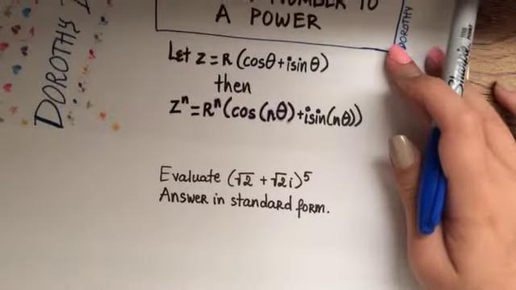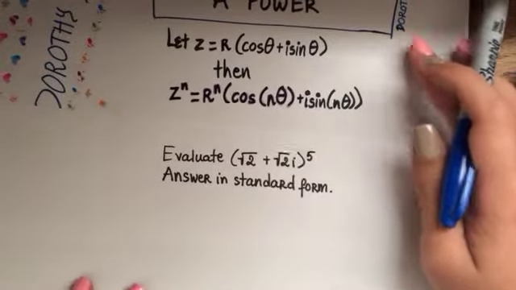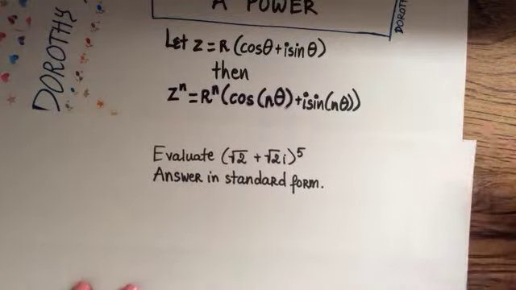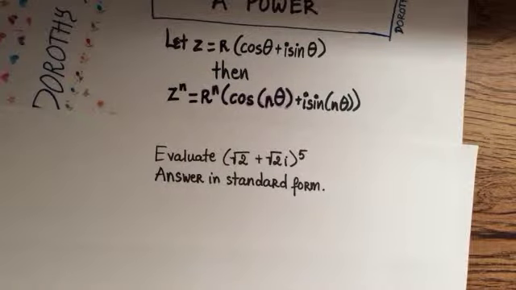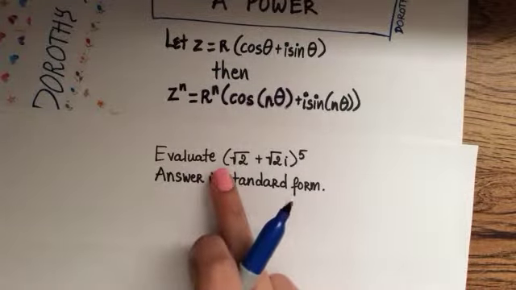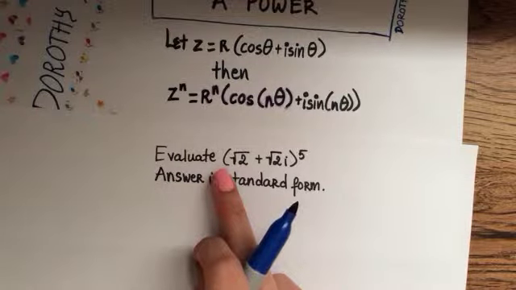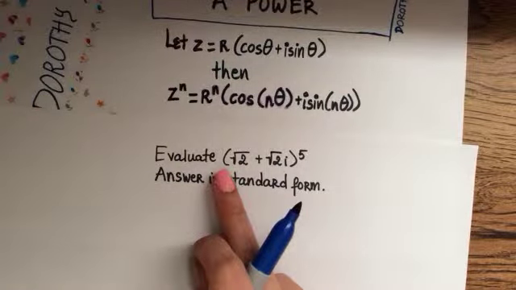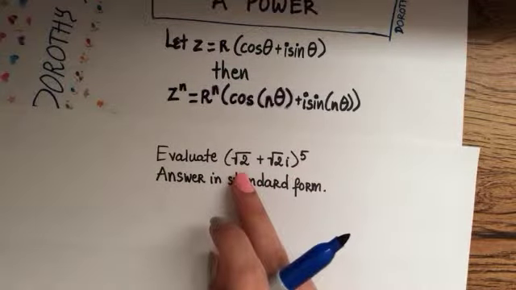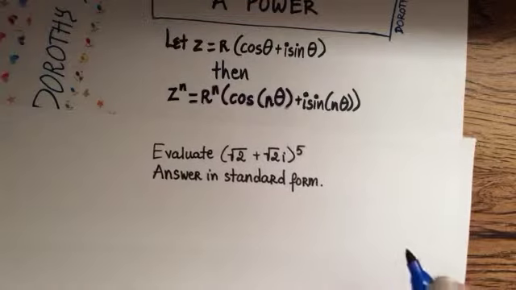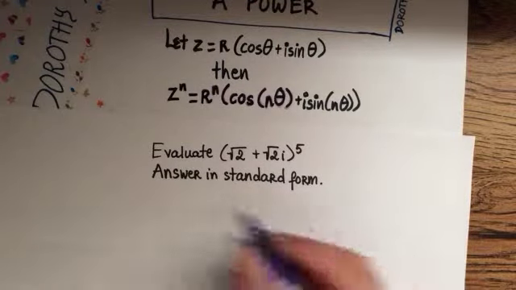For your first problem, they're asking you to evaluate (square root of 2 plus square root of 2 i) to the power of the fifth. To start, first you have to find your r, because for De Moivre's theorem, your number has to be in polar form. This number right here is not in polar form, so we have to transfer it into polar form. Let's start with your r.